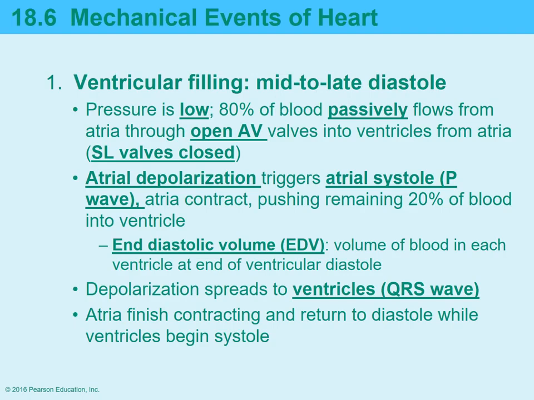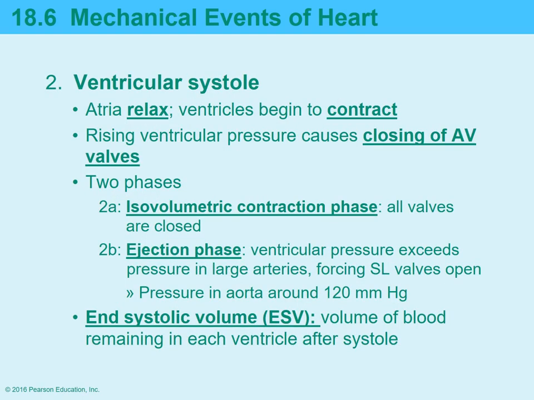End diastolic volume, or EDV, is the volume of blood in each ventricle at the end of the ventricular relaxation, or diastolic section. Depolarization spreads to the ventricles. That's going to be the QRS wave. The atria finished contracting, and they're going to return to the diastolic phase, or the relaxation phase, and then the ventricles are going to start. Ventricular systole: the atria now are relaxed, ventricles start to contract.